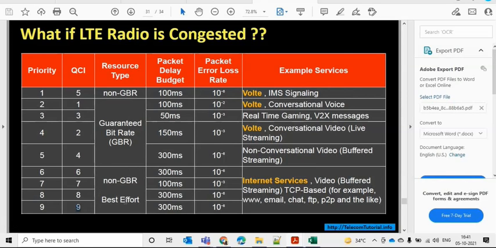But at the same time, I want to establish a VoLTE call to you. It will go to IMS signaling with QCI value 5. This one is first, priority 1. Because of this only, we are able to browse as well as talk over the VoLTE network, right?